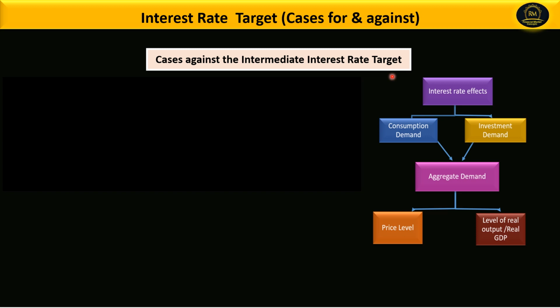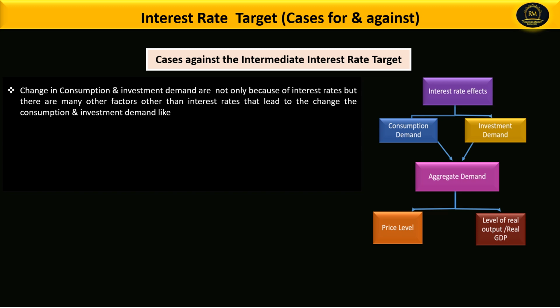In the theory, we have seen that interest rate affects the consumption demand and investment demand, which in turn affects the aggregate demand. Consumption demand and investment demand are large components of aggregate demand. So any change in the interest rate affects the aggregate demand in the economy, which in turn affects the price level and output of the economy.